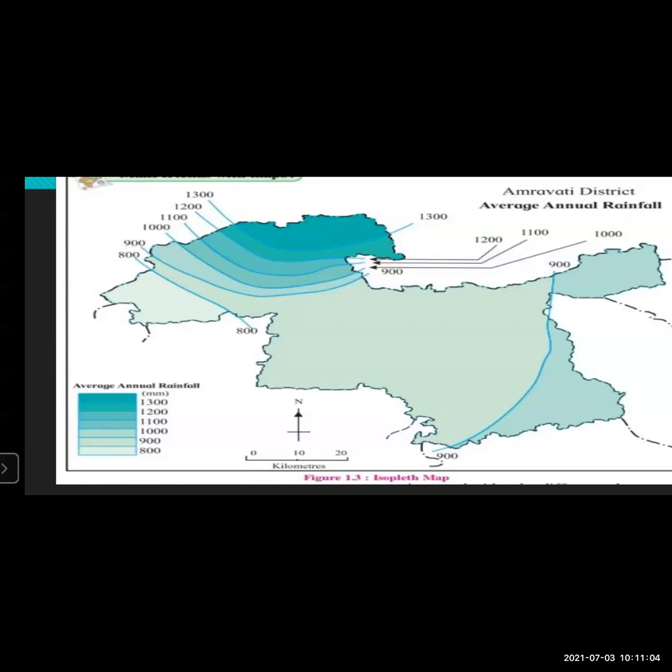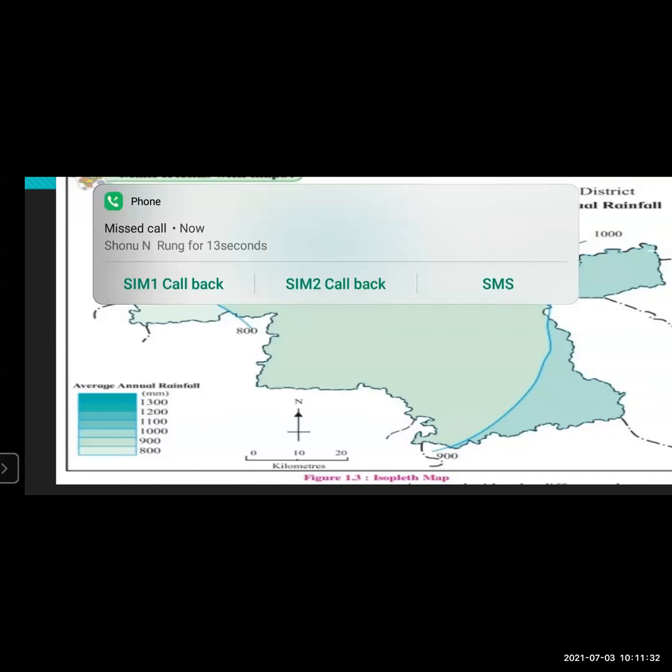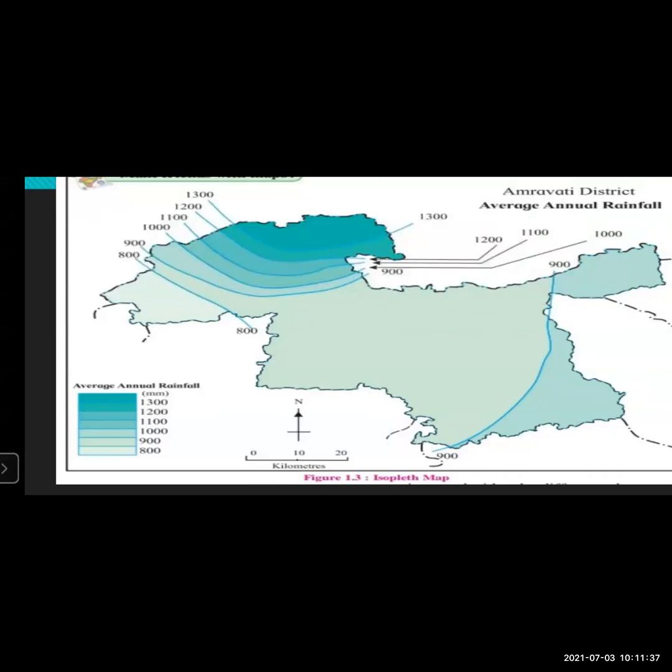Now here the first question is, see the questions which are given here: in which part of the district is the rainfall more? This question is there on your page number 4. Now, here you have to give the direction. Where the rainfall is more is shown by the darker shade.